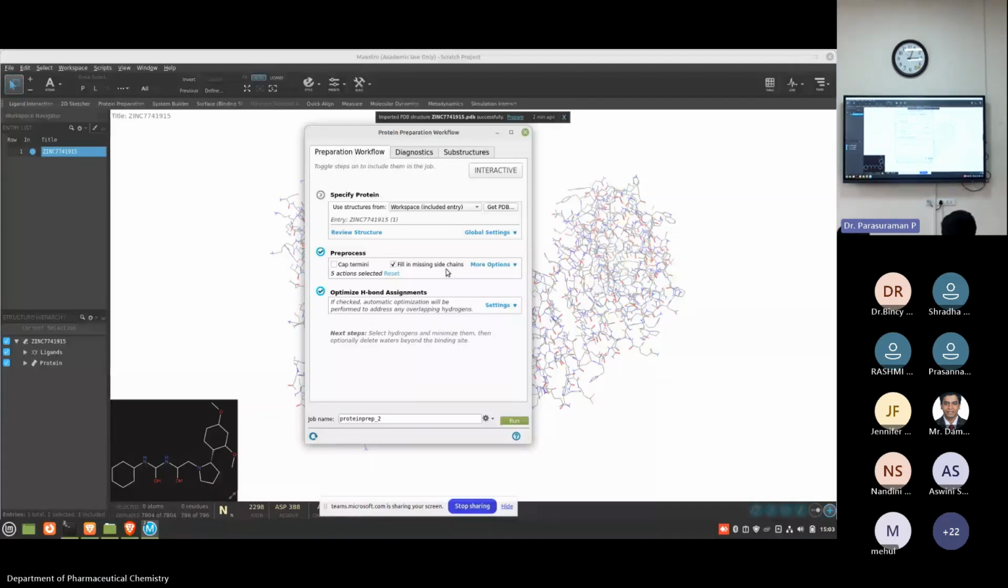In the pre-process step, we'll be adding the side chains. For example, as I explained for different software, in the protein ligand complex there may be side chains missing, or loops missing. From the pre-process step, we can fill the side chains, and from optimize hydrogen bonds, the minimization takes place.